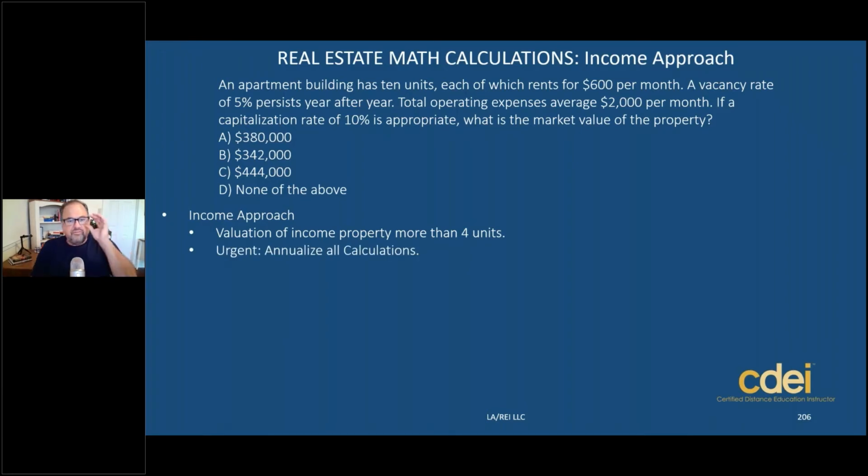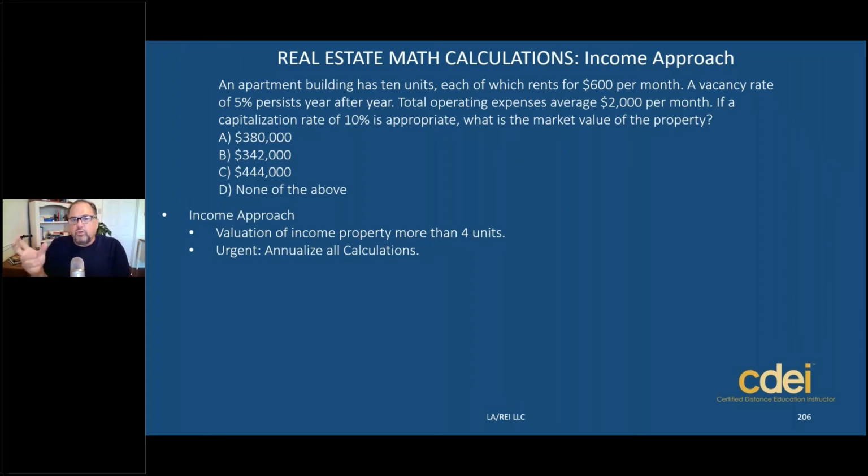Now, this is a very, very urgent message right here. Make note of this. You have to annualize all your calculations. If you see the rent's $600 per month, you see the operating expenses, $2,000 per month, everything has to be annualized to work this out correctly.